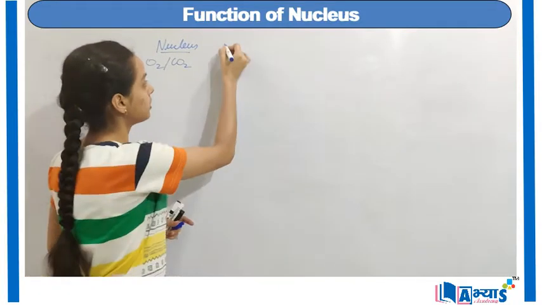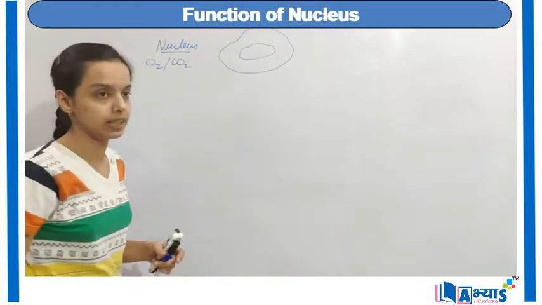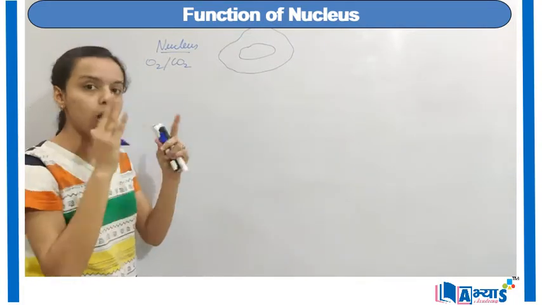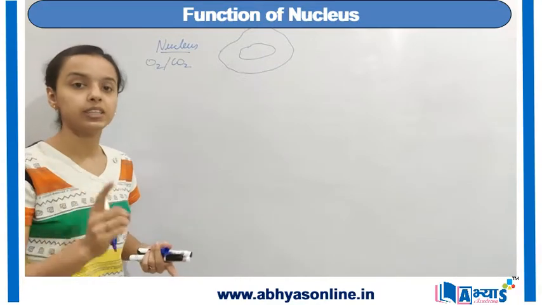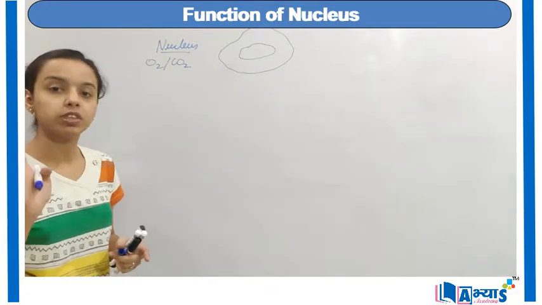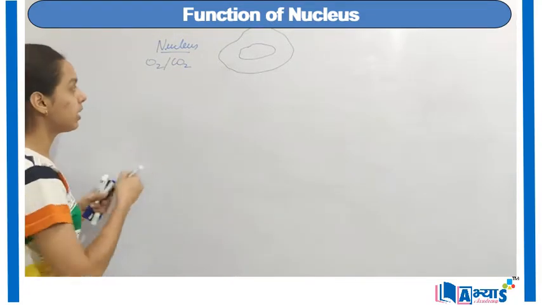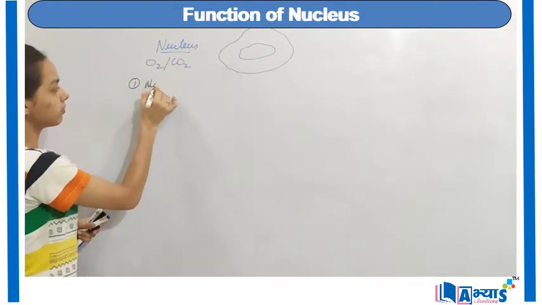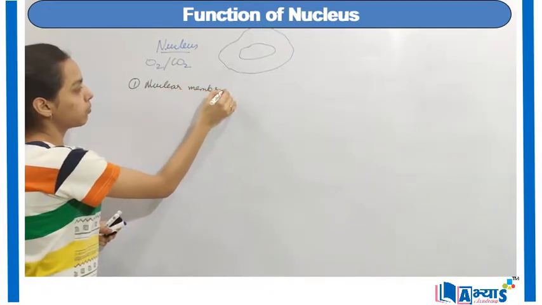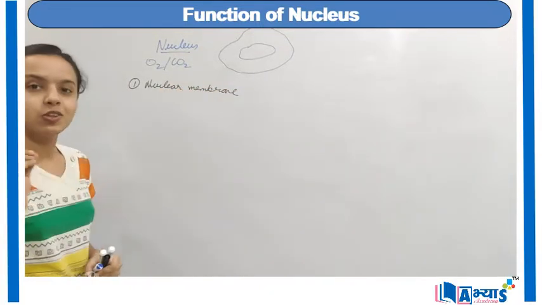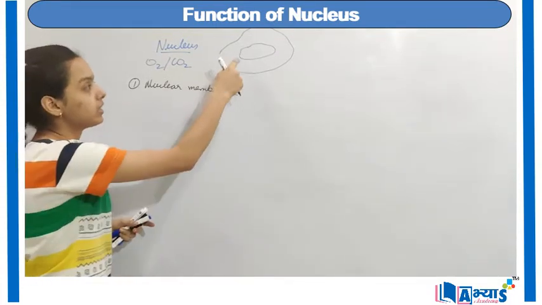So let us have the shape of a cell, and then we have the nucleus. This nucleus has an outer covering, and this covering is known as the nuclear membrane. It is the most important part of the nucleus. So the first important structure of the nucleus is the nuclear membrane.